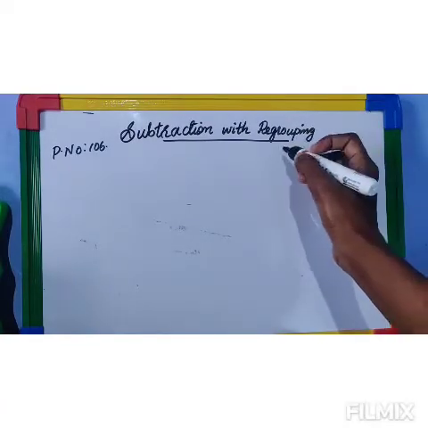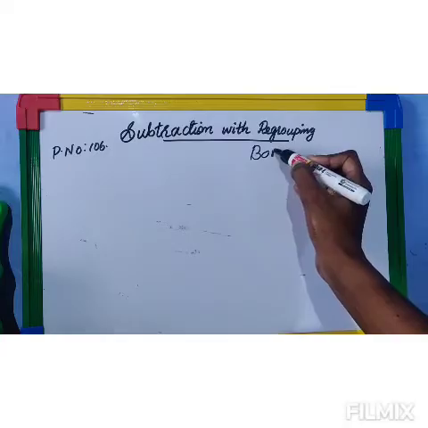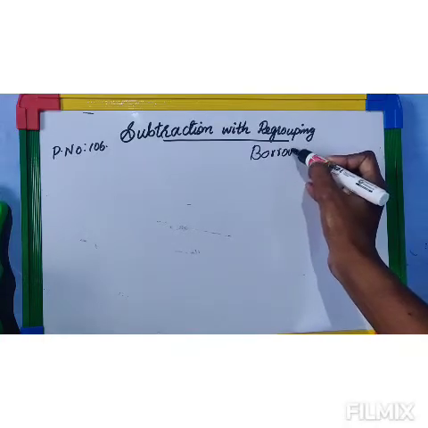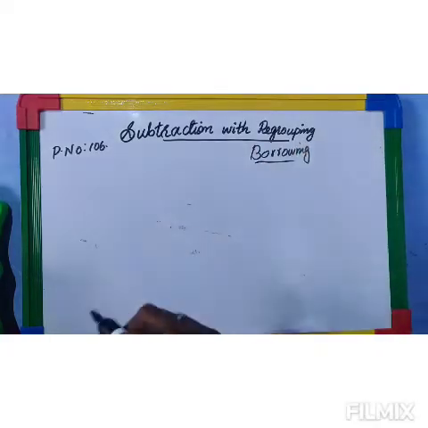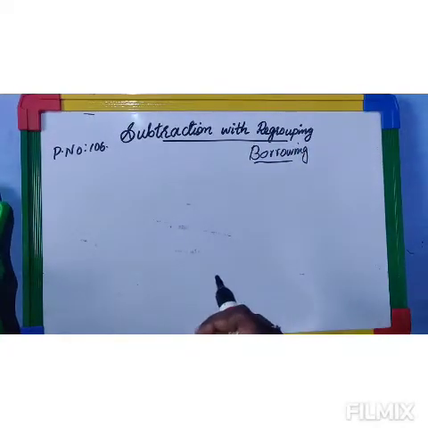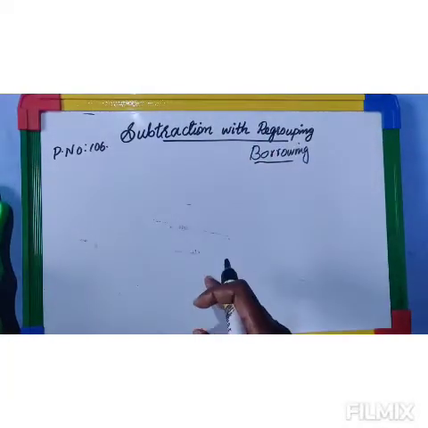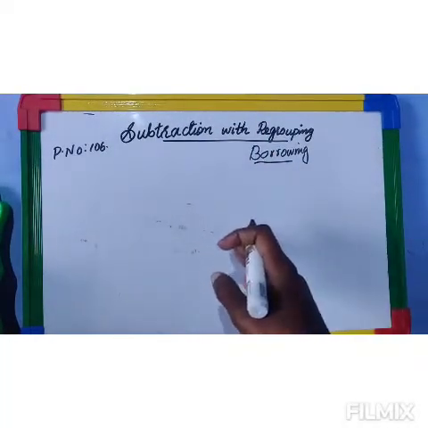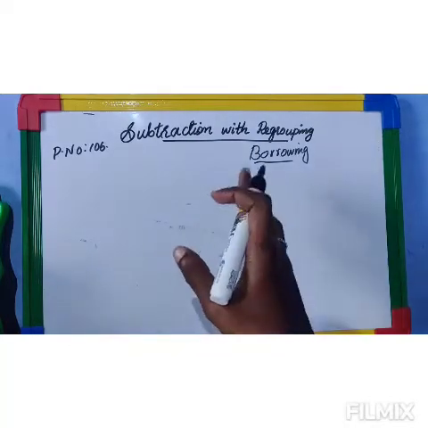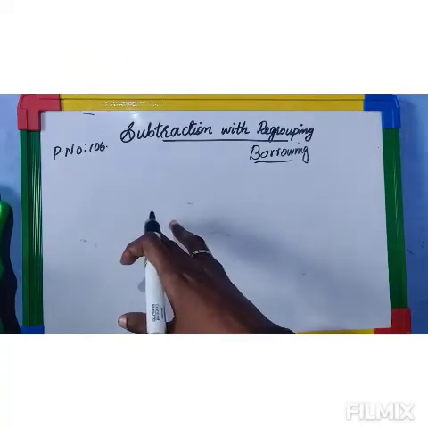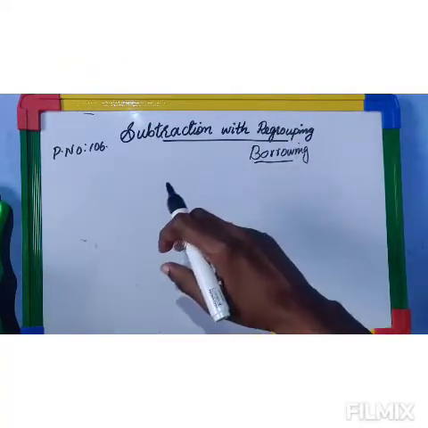So regrouping, don't be confused. This is the word you would have learned, borrowing. If you want money, you don't have money, but you are borrowing from somebody. That is the way. If in one digit you don't have enough of a number to subtract, then we borrow from the next place, from the next digit. That is called borrowing. In another word, we say regrouping.